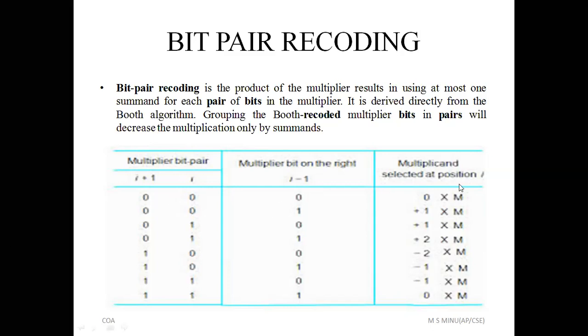That is, 0, 0, 0 means 0. 0, 0, 1 means plus 1. And 0, 1, 0 also plus 1. 0, 1, 1 is plus 2. 1, 0, 0 means minus 2. 1, 0, 1 means minus 1. 1, 1, 0 is minus 1. And 1, 1, 1 will be 0.